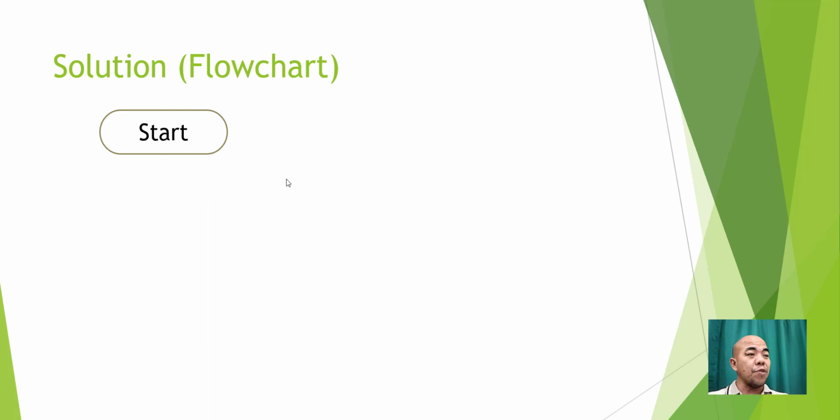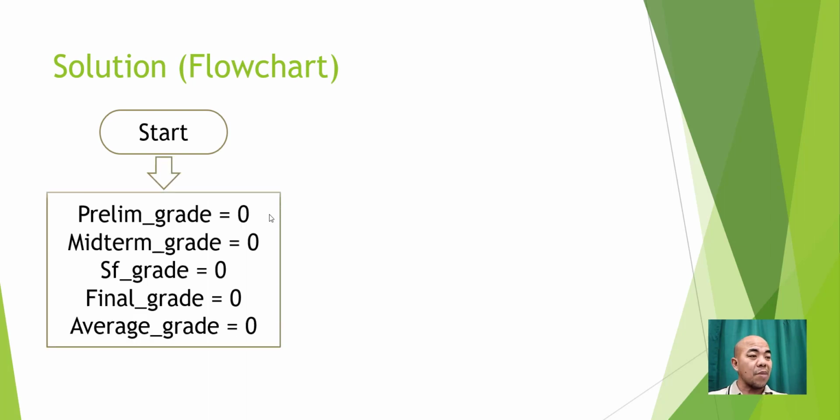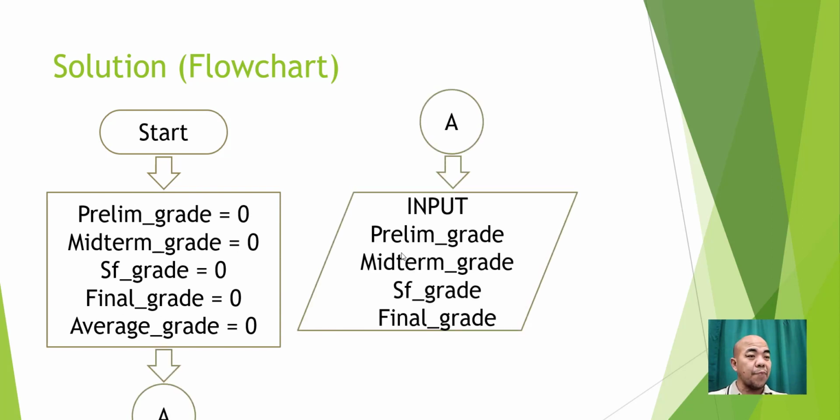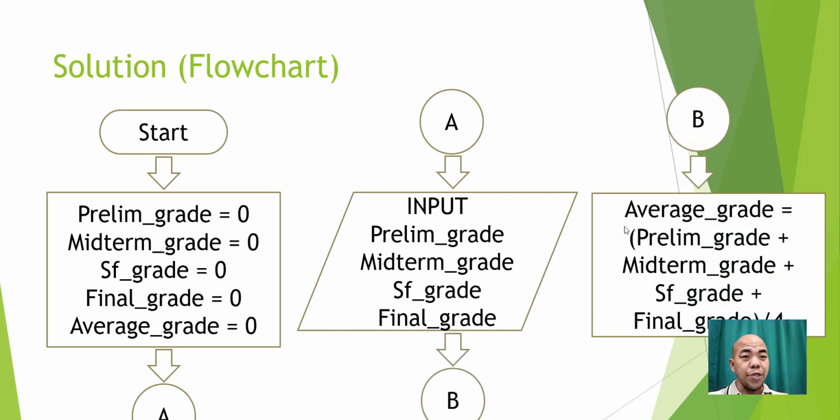Now, for the flowchart solution, okay, we have to initialize the variables first. We initialize all of these as 0. Then after that, we can input the prelim grade, midterm grade, semifinal grade, and final grade. Then after that, compute the average grade by adding prelim grade, midterm grade, semifinal grade, and final grade. Then divide it by 4 so we can get the average grade. Then after that, stop. So that's it. That's the solution for our example number 3.